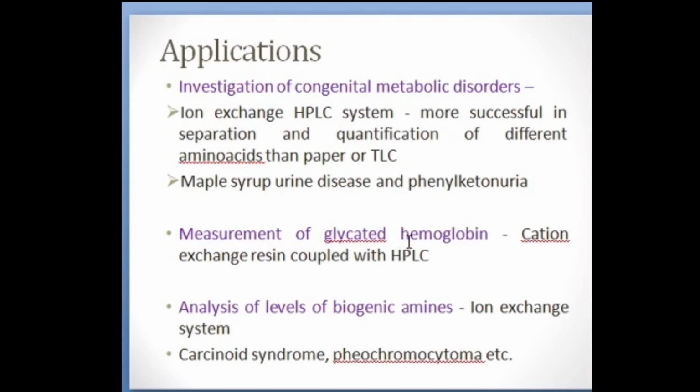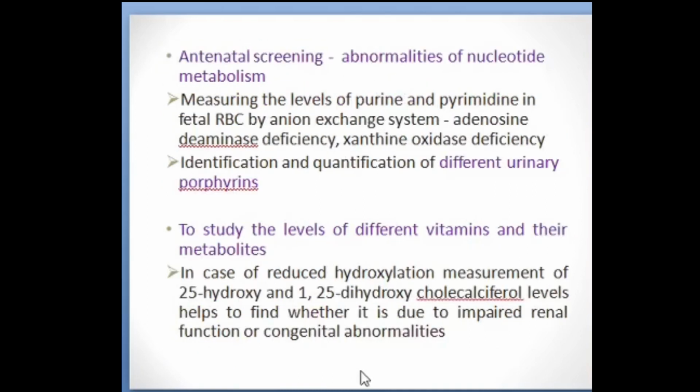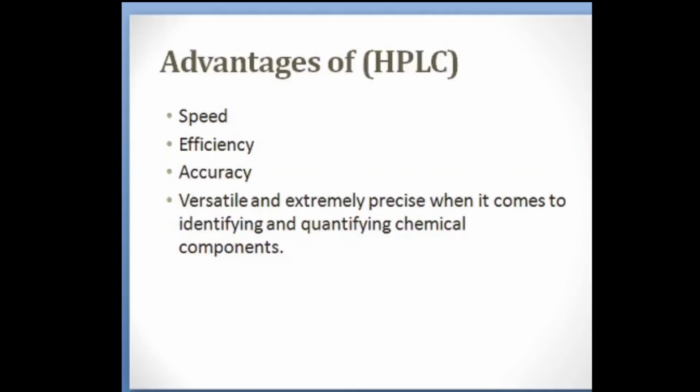This is the one that we have in our lab. Then analysis of biogenic amines. This is important in the diagnosis of carcinoid syndrome or pheochromocytoma. Then in antenatal screening, in porphyrias, and to study the levels of different vitamins and their metabolites like vitamin D.